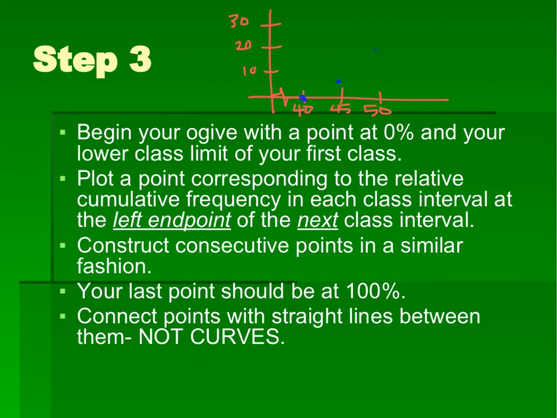If I can get my marker to write. There it is. Okay, so I would continue on in that manner, kind of plotting each relative cumulative frequency at the starting point of the next bin. Then, let's see, so our last point should always be at 100%, and we're going to connect the points with straight lines between them, not curves. So it's going to look like this and continue to crawl.